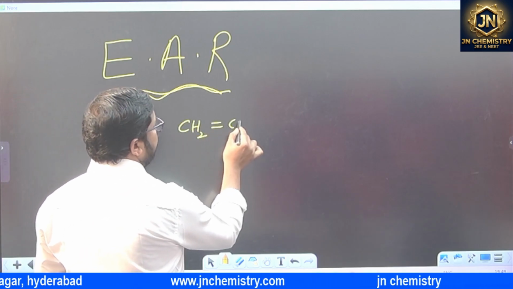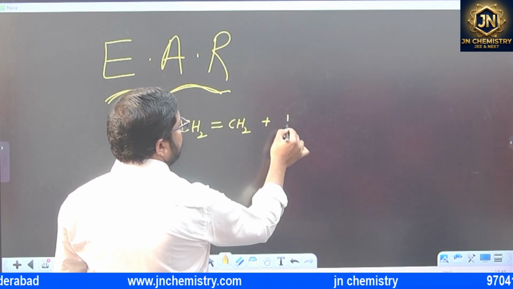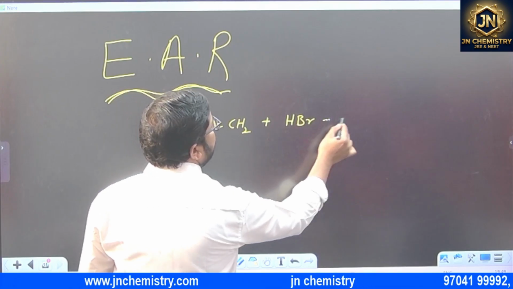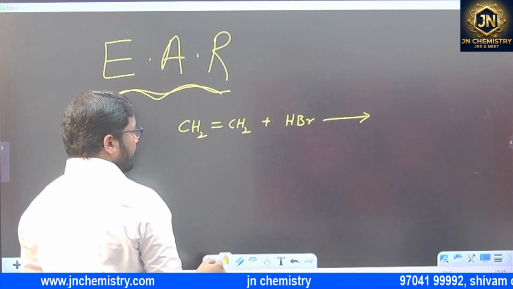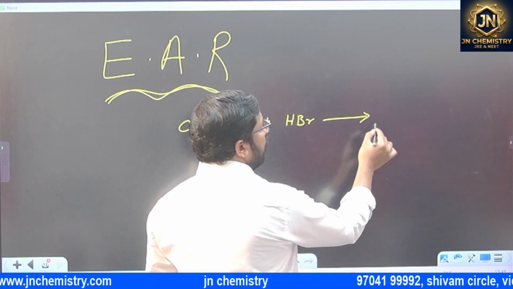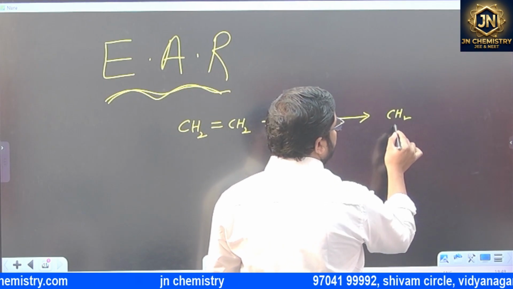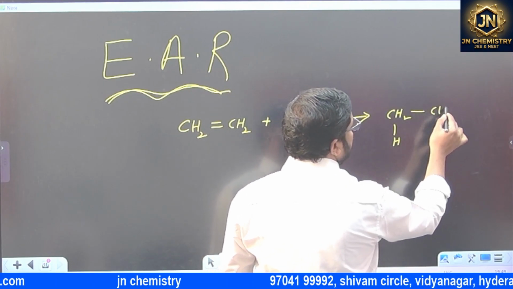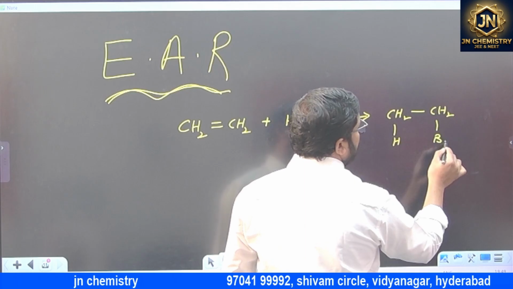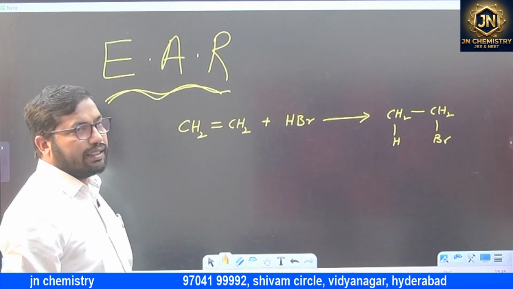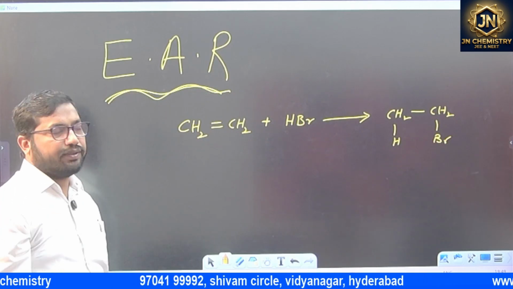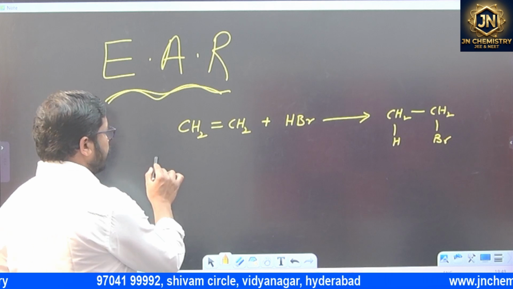CH2 double bond CH2 plus HBr, for example HBr, H2O, whatever it may be. So the symmetrical alkene. Alkenes are two types only. Addition reaction: the double bond will become a single bond. The mechanism.